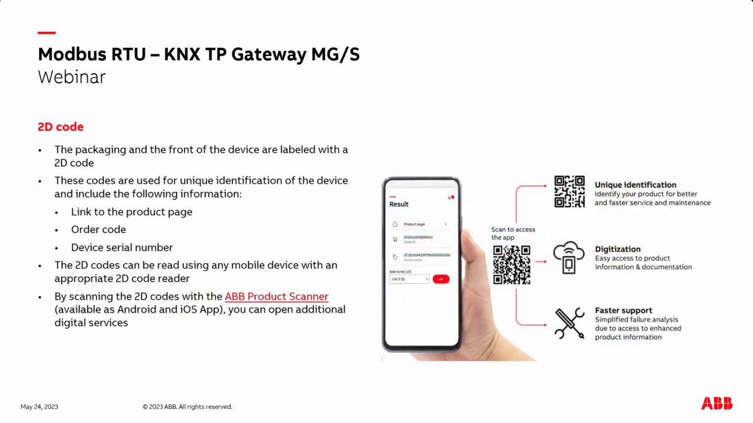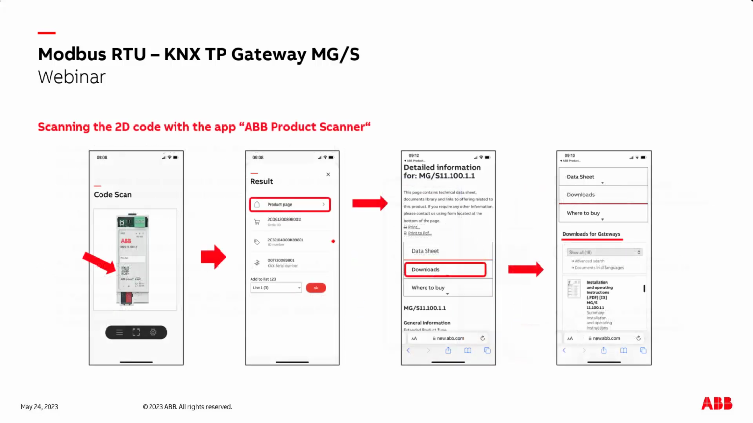So now, what is new? Not really new, but we use it especially for this device: the 2D code. The device has a 2D code on the housing and the packaging, and when you scan this 2D code, you are forwarded to the product page. We use it also for traceability. So when you use the so-called ABB Product Scanner app, which is also free of charge and available for Android and iOS, you get more information. You start the app, click on scan, and scan this 2D code on the device or on the packaging.